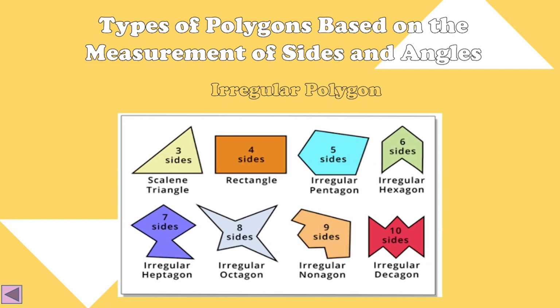So this is another example of irregular polygons. We have here different polygons with different numbers of sides. We have the heptagon, irregular pentagon, hexagon, also a decagon, and others. As you notice, their sides are unequal, so that's what makes them irregular polygons.